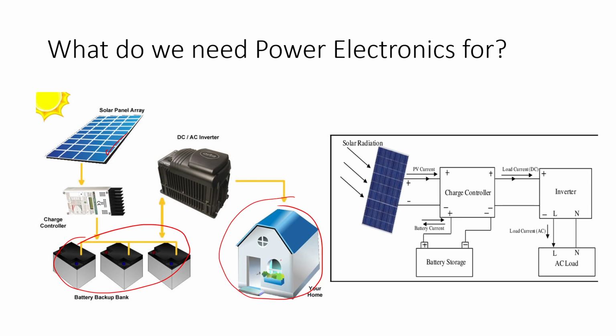So what do you do? If you want backup by battery, you need a charge controller that can charge your battery when you have excess energy. But then you want to use it with your appliances, okay? So you need a DC to AC converter, or it's called an inverter. So from DC to AC, the device is called an inverter.